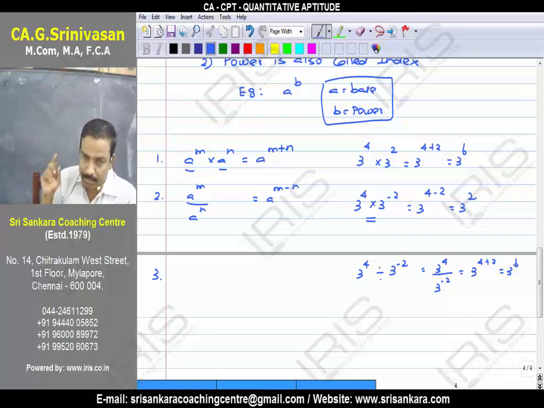When I say minus, the denominator sign should be changed, so that power minus 2 becomes plus 2. So it's going to be 3 power 6.